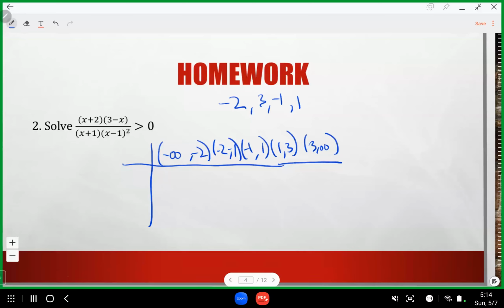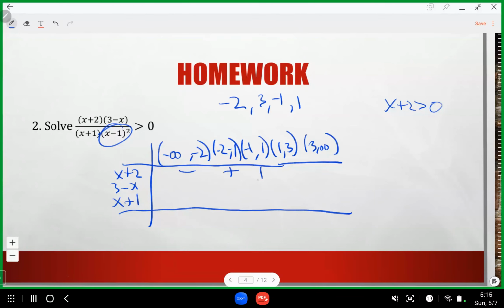So then we are going to have x plus 2, 3 minus x, and x plus 1. You don't have to include this one because anything squared is always non-negative, so you don't have to actually include that. So next, let us determine the signs. When x plus 2 is greater than 0, x has to be greater than -2. So this is negative and this is positive. When 3 minus x is greater than 0, x is less than 3. So this is positive, positive, positive, positive, negative. And when x plus 1 is greater than 0, x is greater than -1. So this is negative, negative, positive, positive, positive.